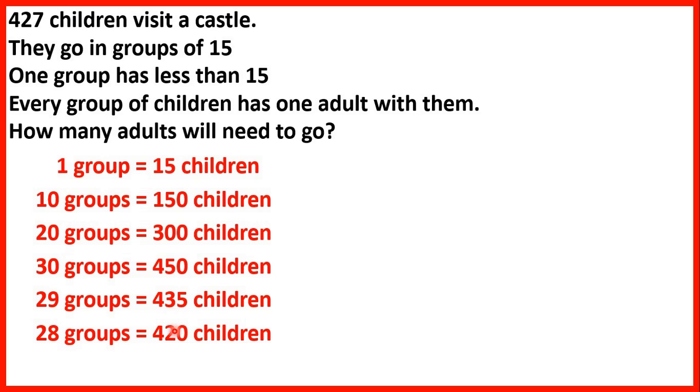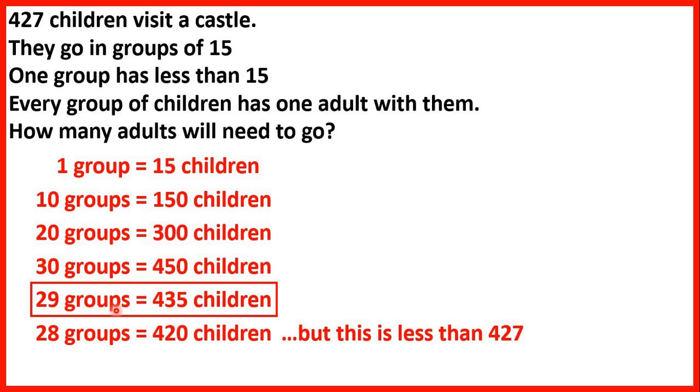If we subtract another 15 children, so another group, 28 groups will be 420 children. But this is less than 427. So if there are only 28 groups, you'll only be able to take 420, not 427 children. So that means there will be 29 groups. That means 29 adults will need to go.